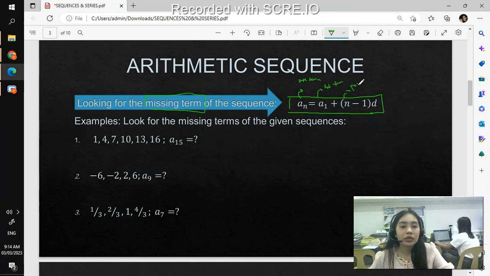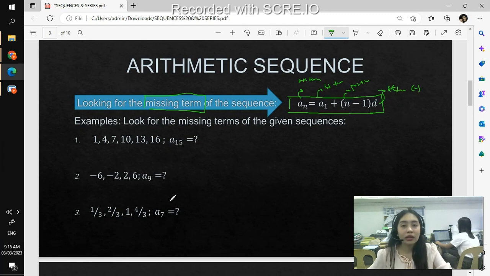And this is the position of the term in your sequence. So what position does it hold? What place does it hold? Is it the first term, the second term, the third term, and so on and so forth? Now, as I have said, this is the common difference. When we say common, it's the same for every term. Difference, because we are using the operation subtraction.